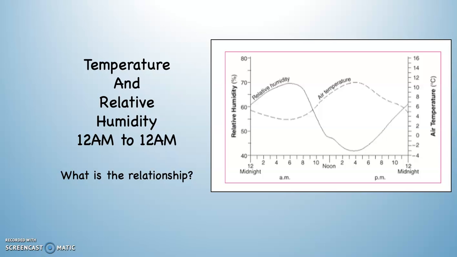Take a look at this graph on the right-hand side. This is a 24-hour graph from 12 a.m. to 12 a.m. with noon in the middle. Notice air temperature is graphed with the dotted line. Relative humidity is graphed with the straight line. And if you look at this carefully, you can see the inverse relationship. As air temperature is going down, which is happening throughout the night, you can see that relative humidity is rising. Then when the sun comes up and air temperature begins to go up, relative humidity decreases.